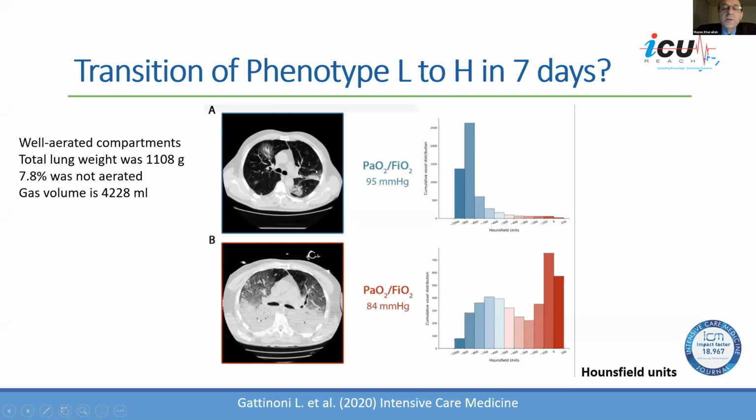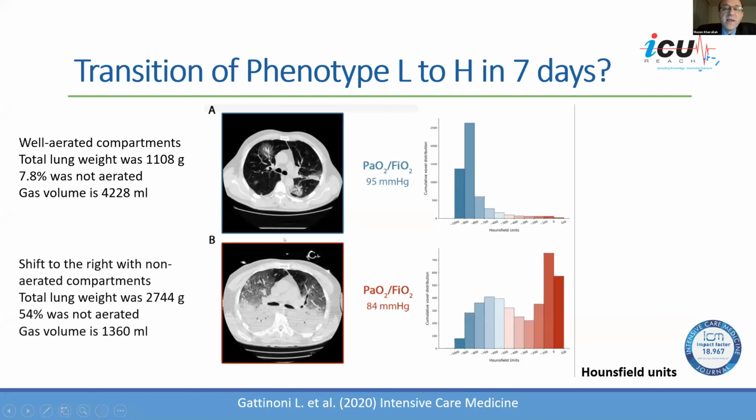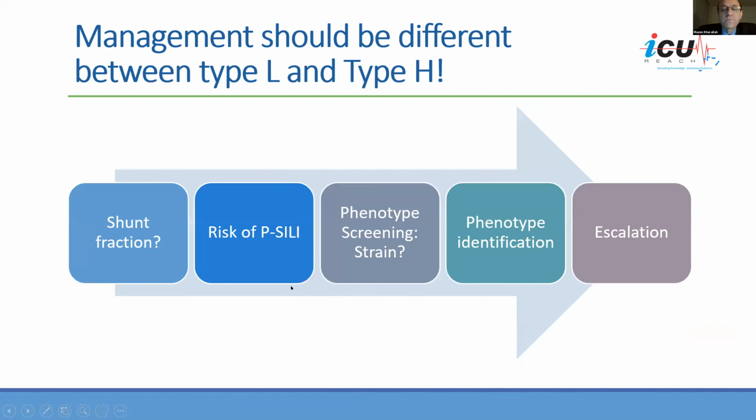7.8% was consolidated, not aerated, and the gas volume was 4,200. The same patient progressed after 7 days with a shift to the right with non-aerated compartments. You can see how consolidated the lungs are here. Total lung weight has increased to 2,700 grams. More than 50% was not aerated, and gas volume decreased to 1,360. So this is phenotype L, progressed to phenotype H.